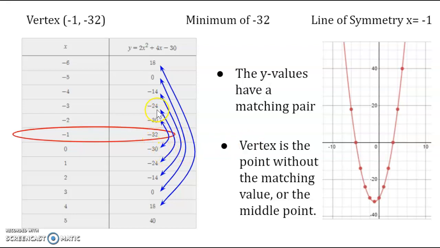Okay? And the reason we have this matching value is if I graph this, look what's happening. There are two numbers with the exact same y value, two numbers with the exact same y value, and so on. Right? So that's because it's symmetrical about the axis of symmetry right there. Okay, so that is the reason that the values match up.